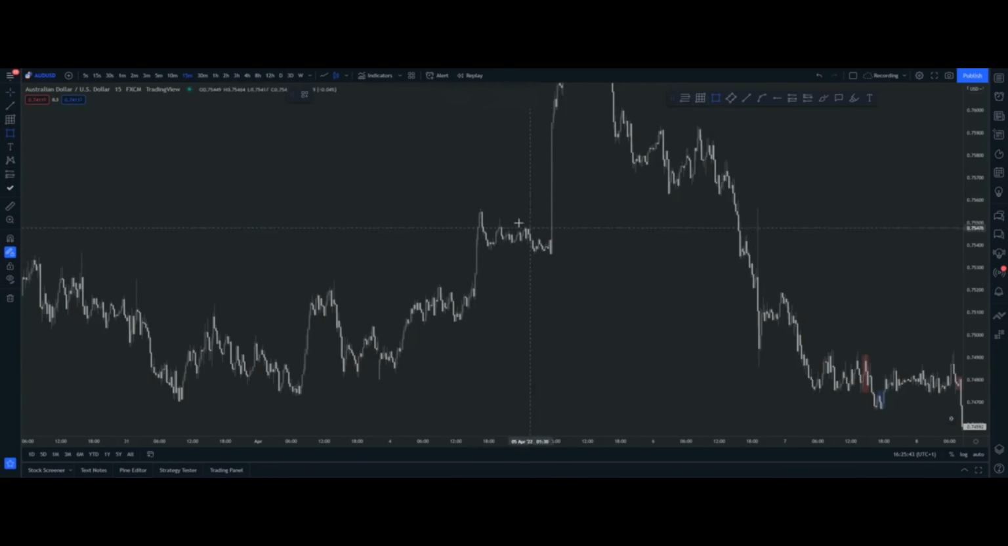Let's mark up some clear bullish ranges. We have this one here, we have another one here, another one here, another one here.